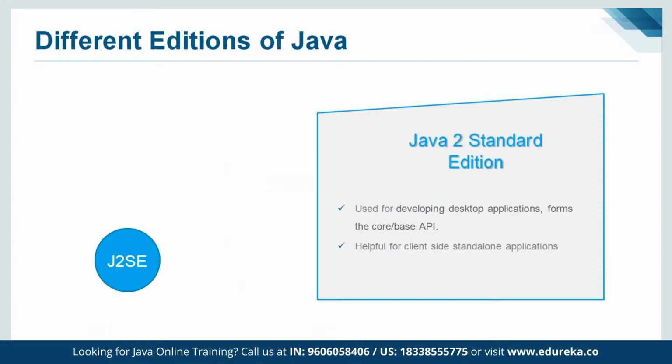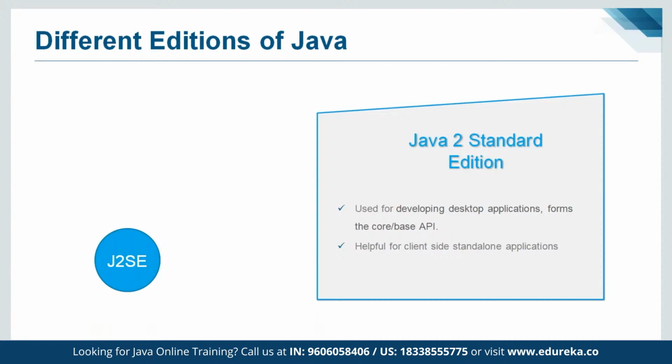So what is the purpose of that standard edition? That platform is used for developing standalone applications. That means if you install a Java application in one device or one computer, that application will run only on that device. For example, I developed a banking project. We installed that banking application on one computer, and it will run only on that computer. That cannot be accessed from any other device.